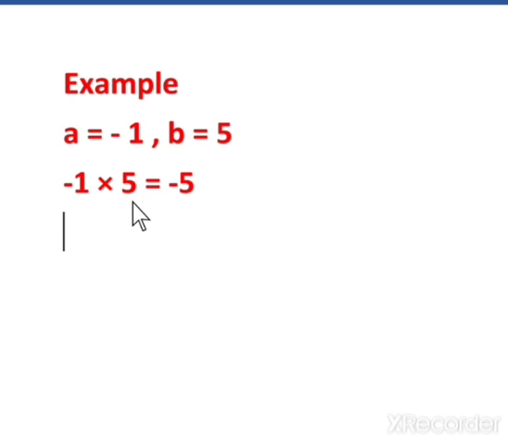And next we are going to multiply b into a. The value for b is 5 and we are going to multiply, so multiply sign, and the value for a is -1. Now we are going to multiply these numbers. 5 into 1 is 5 and we multiply the sign also. Plus into minus is minus. So the answer is -5. Left hand side is equal to right hand side. For commutative property of multiplication, it will be satisfied.